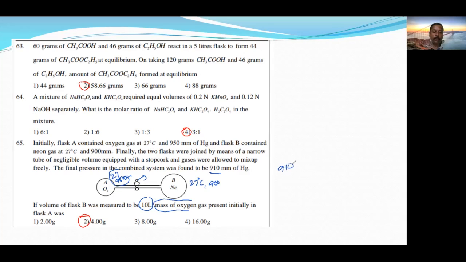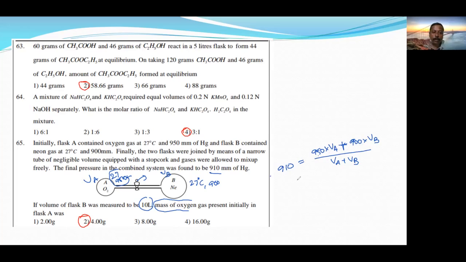For the combined system, the total volume is 910. Let us take this as VA and this as VB, the volume of B. So P1V1: 950 into VA plus 900 into VB, divided by VA plus VB, the total volume. Actually, V total into P total is equal to PA into VA plus PB into VB.